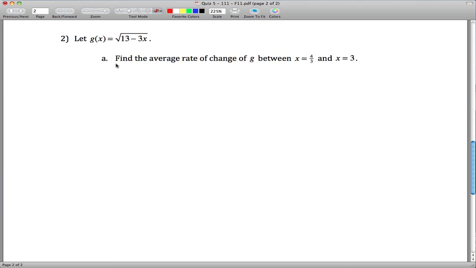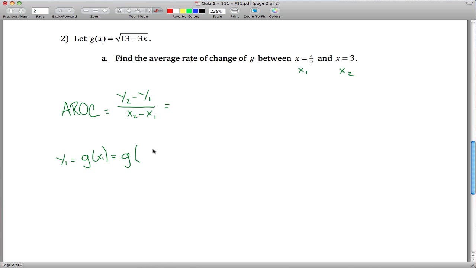Given another function g of x, we're asked to find the average rate of change. The average rate of change is the change in y's over the change in x's. Let's see, maybe we'll call this thing over here x1 and this thing over here x2. And then we can find y1, because that's just g of x1, which is g of 4/3.